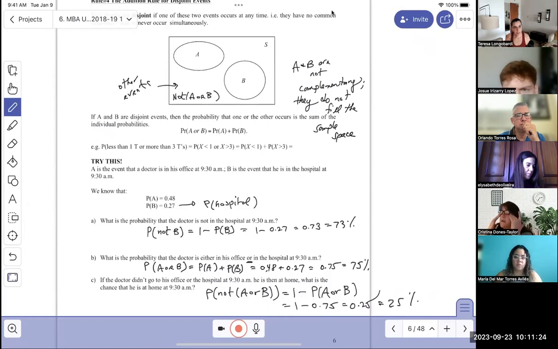And we can imagine these numbers, like the 48 and 27%, were derived by looking at the doctor over a long period of time to see where he goes. And we see the long run relative frequency of his behavior and come up with these probabilities.